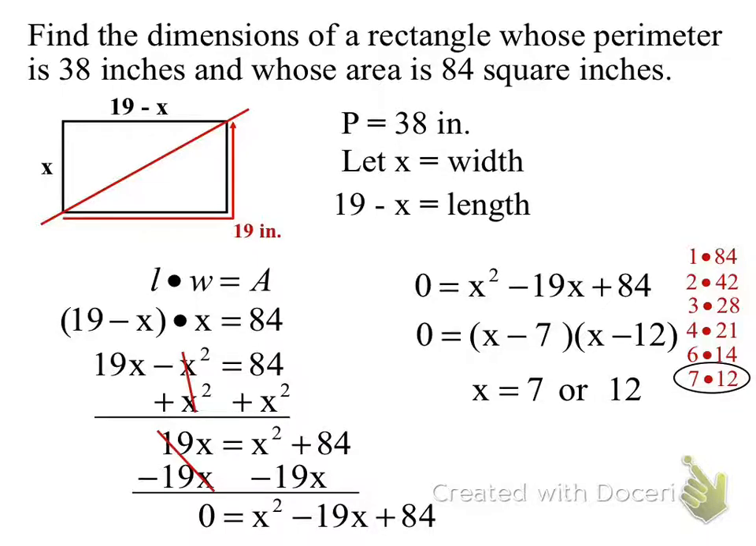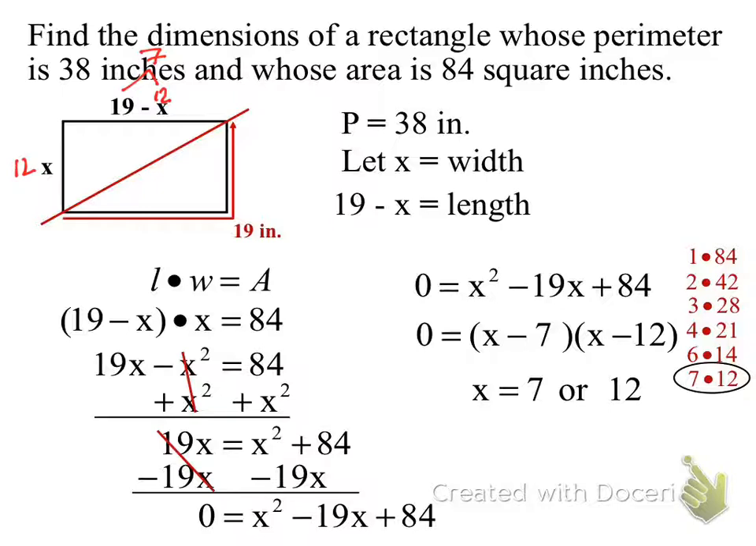No, 7. Why not 12? Because then the longer side would be shorter. Perfect. Did you hear him? Because this longer side is coming up to be 7 units or 7 inches, and this shorter side is 12.